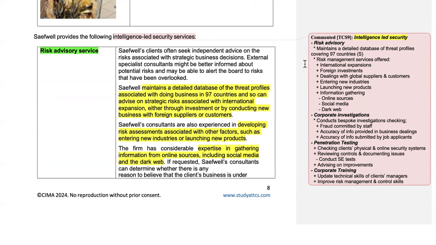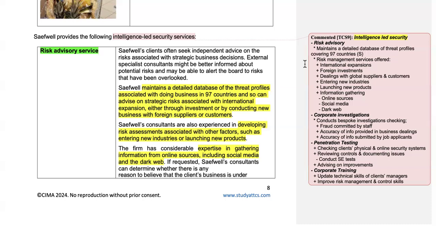We are offering risk management services with regards to international expansion. So let's assume a company wants to expand internationally. When trying to expand internationally, you are exposed to a lot of risks, mainly macro risks. So we have the capability of understanding these macro risks and providing solutions so that an international expansion occurs in a smooth manner. So we provide related risk advisory and consultancy services, especially given the fact that we have access to a database of threat profiles covering 97 countries, which is a significant strength possessed by us.